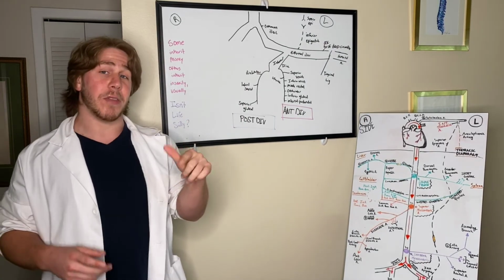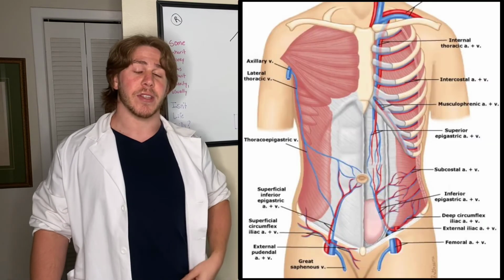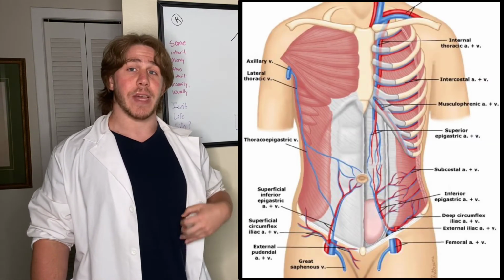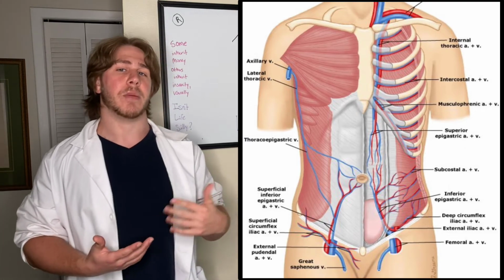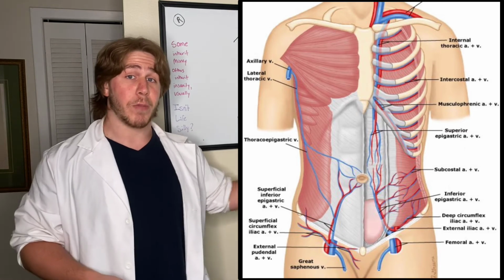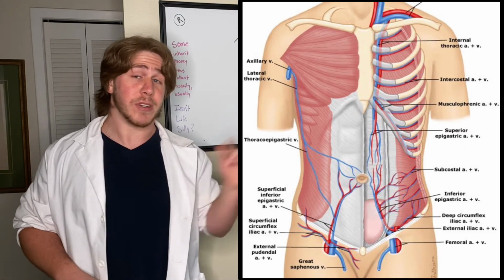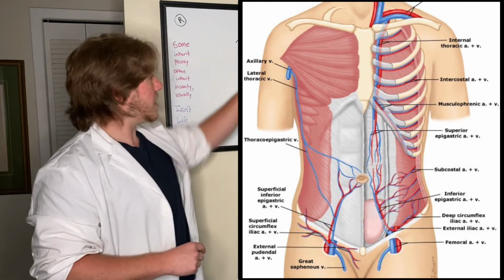The branches off of the external iliac are going to be the inferior epigastric artery. This artery goes up the superficial layer and supplies the rectus abdominis, and it's going to anastomose. Anastomose means where a blood vessel connects to another blood vessel. For example, your pancreatico-duodenal arteries that we talked about earlier anastomose with each other, and that's an example of anastomosis.